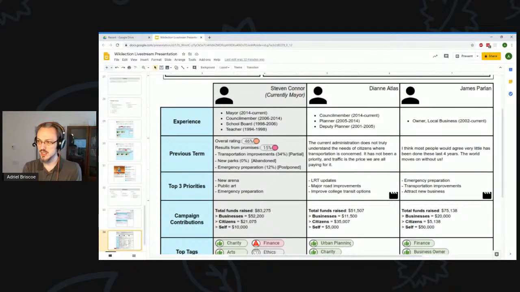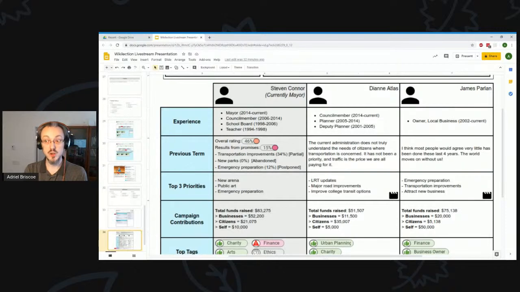You can see the leftmost column for the person, for Stephen Connor, says he's currently mayor, so that's the incumbent. And then you've got 2 challengers. And then it's using a grid to display it so we can really see a row for each thing. So that top row is experience. So we can compare the experience for Stephen, Diane, and James and say, okay, so Stephen's experience, he's mayor now, he used to be a council member, and before that school board, and before that teacher.